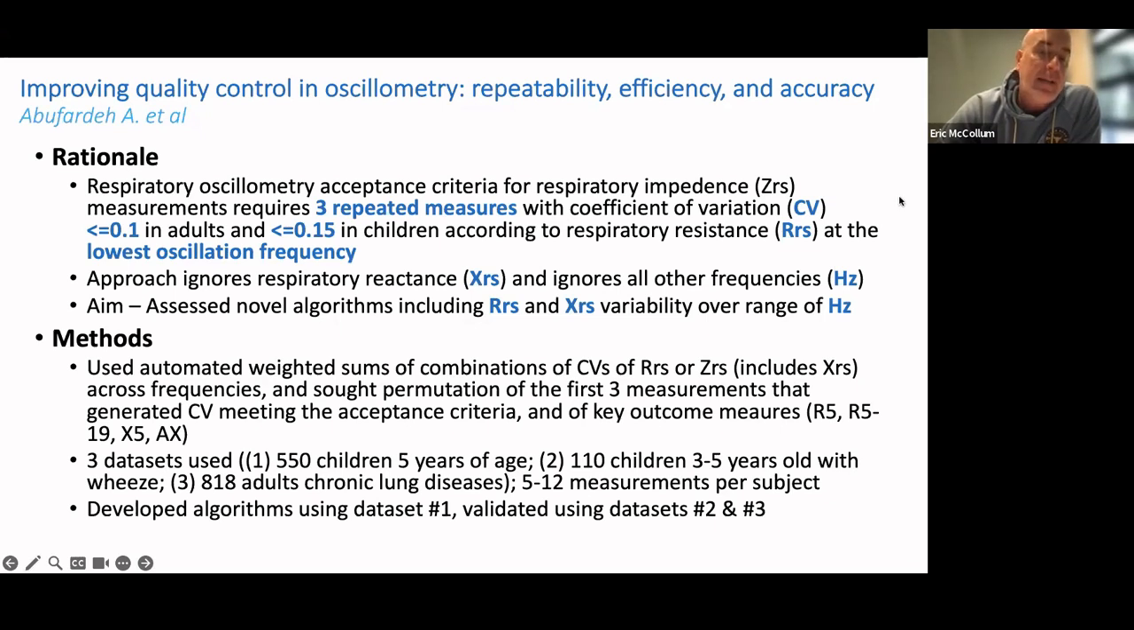They had a data set of 550 children below 5 years of age, 110 children 3 to 5 years old with wheeze, and then an adult data set with 818 adults with a variety of chronic lung diseases. Across these 3 data sets, there were a minimum of at least 5 up to 12 measurements per subject. And basically their approach was that they used data set 1 with the 550 children 5 years of age to develop the algorithm, and then the other 2 data sets, 2 and 3, to validate it.